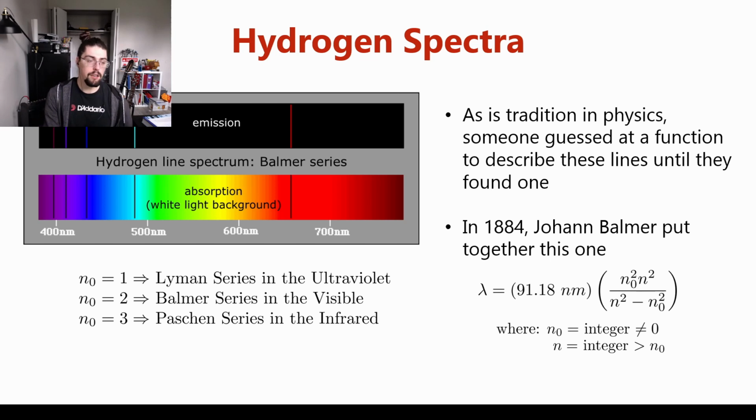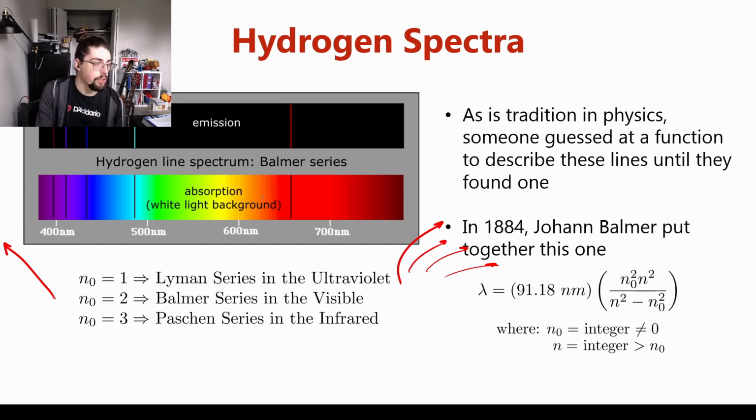If you plug in that N naught is 1, then you get the Lyman series in ultraviolet colors. So there is some sort of spectra way over on this side. You can't see that. There is the Paschen series in the infrared when you plug in N naught is equal to 3. And of course, you can plug in any integer. You can do N naught is equal to 4, N naught is equal to 5, but all of those get more and more infrared as you go along. The Balmer series, when you plug in that it's equal to 2, you get this visible spectra that you can see right here.